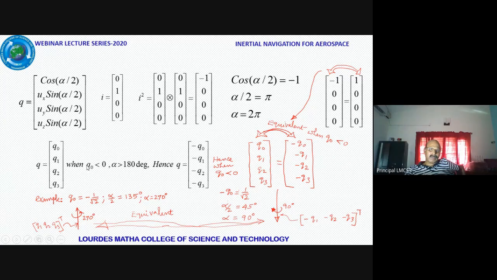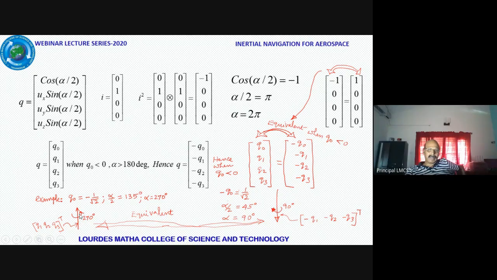When Q0 goes negative, less than 0, then it means alpha is greater than 180. Then you simply negate all the elements. If this becomes negative, you negate all the elements, they will still be equivalent.